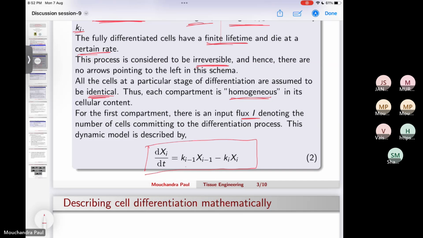k(i-1) into x(i-1). So this is the number of cells that were there in compartment i-1. Now these cells will move to compartment i. So there the cell number will become ki into xi. This change in cell number is happening and is changing with time. So xi is basically a function of time here.